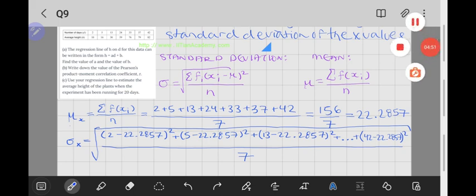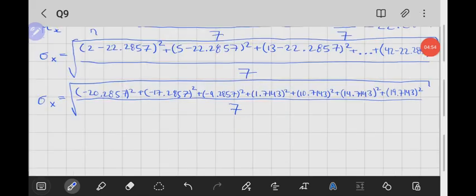When we calculate this, we get the following. We have the root of negative 20.2857 squared plus negative 17.2857 squared plus negative 9.2857 squared plus 1.7143 squared plus 10.7143 squared plus 14.7143 squared plus 19.7143 squared, all of which is divided by 7.